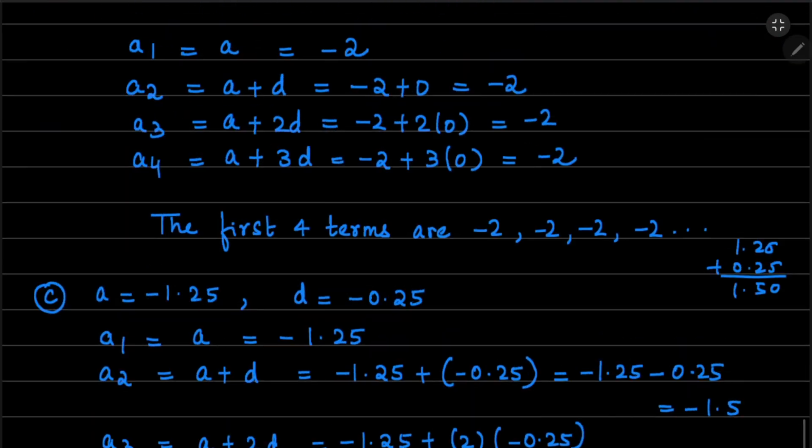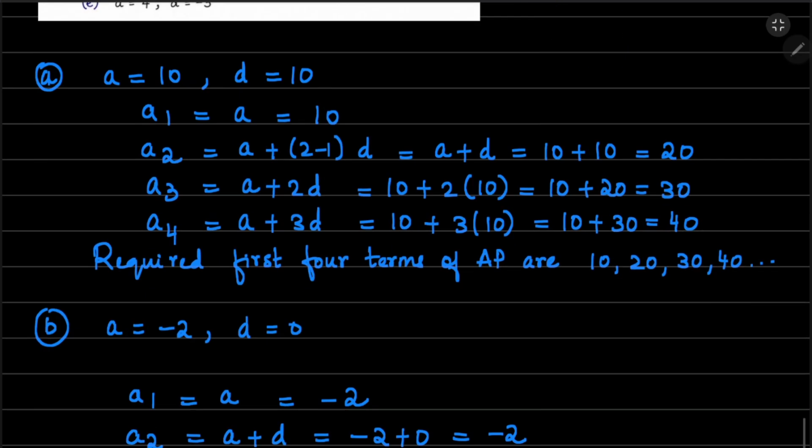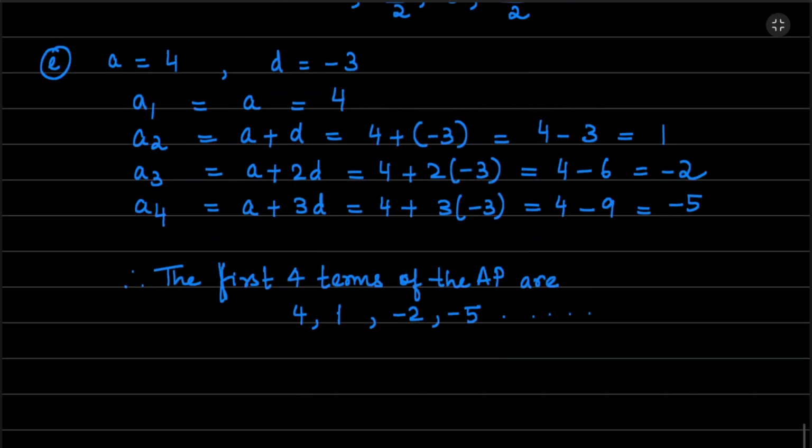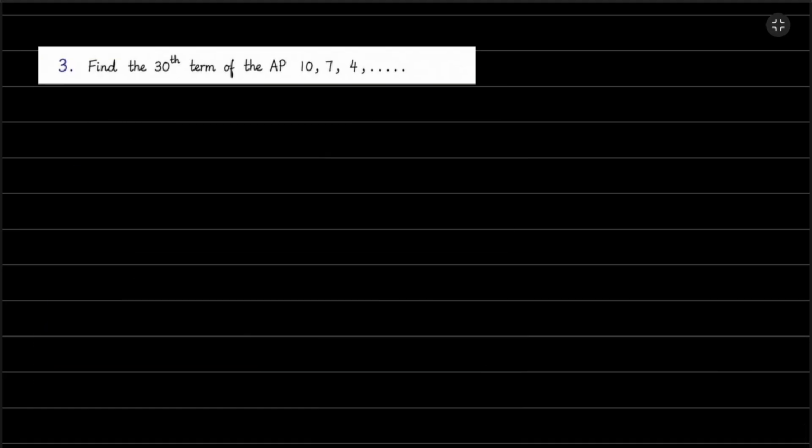Okay, so you have done all the parts of this question. So this is your question number 2 from your exercise 5.1. Let's move on to the next question. Find the 30th term of the AP, which is 10, 7, 4. You have to find the 30th term. Very, very easy. Let's do it.